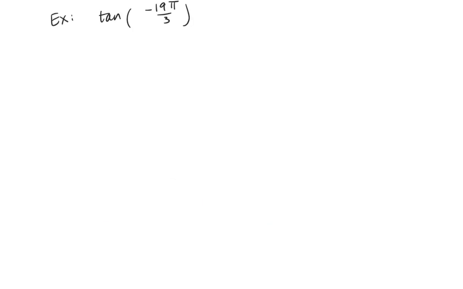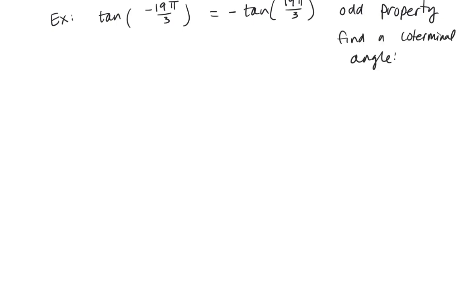Okay, our next example, we need to evaluate tangent of negative 19 pi over 3. Okay, tangent is odd, and so tangent of a negative angle is negative tangent of a positive 19 pi over 3. Okay, so we use the odd property. Okay, next we want to simplify. We're going to get a coterminal angle. 19 pi over 3 is certainly bigger than a full rotation.